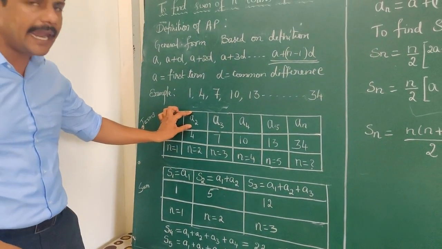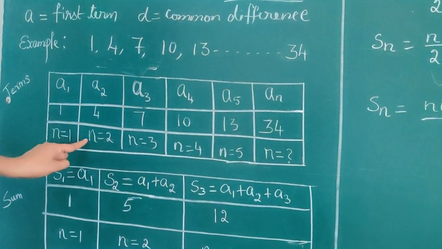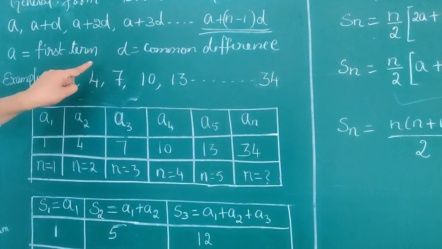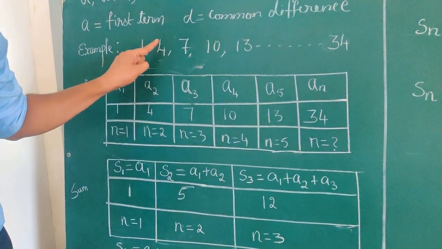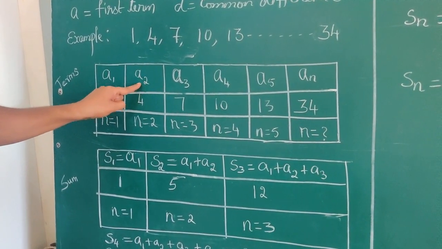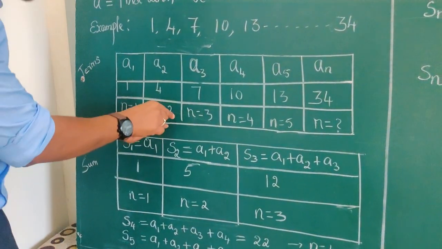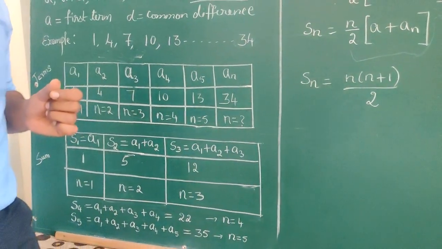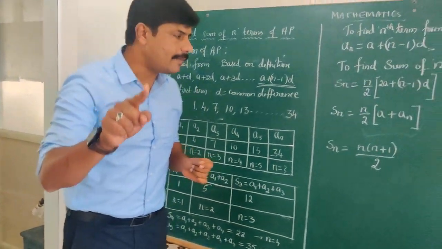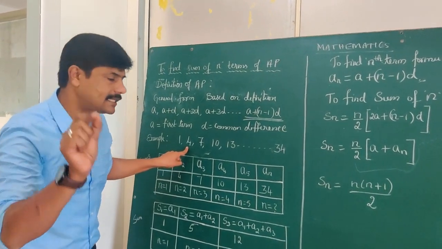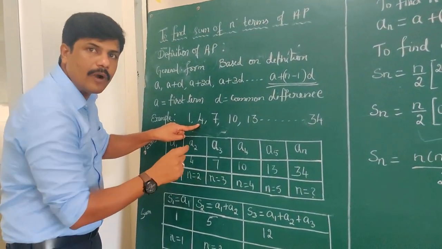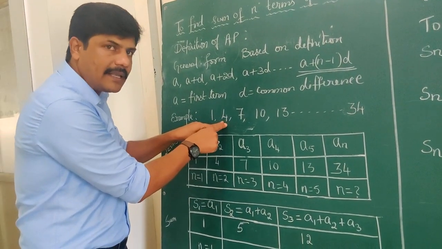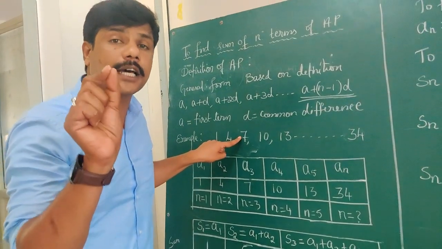Now you can see that a2 is 4. That means in the second place you will find the number 4. Therefore this particular term is a2. a2 is present at the second place, therefore this 4 is called the second term. I have used the word second. Second means it is present in the second place, and from that you are inferring that n equals 2. Second place. 7 is the third term. Third term.